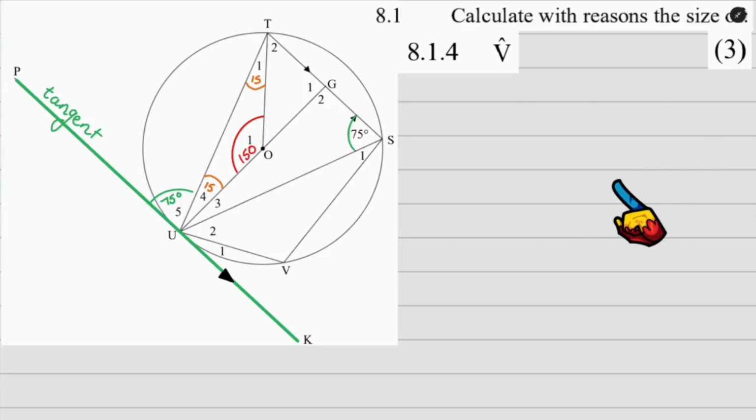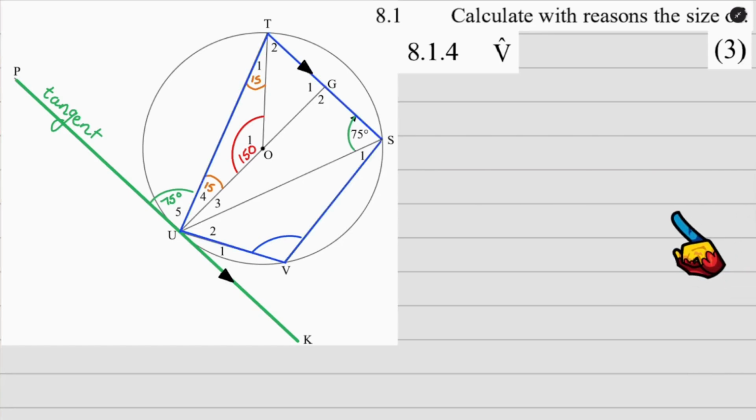In 8.1.4, we've been asked to get the angle V. The angle V is down here, and V is in quite an abstract place in the circle. What I am noticing is V is an interior angle of a cyclic quad. So it's the cyclic quad TUVS. Let me highlight it so you can see it better. Yeah, it's much better. So our cyclic quad is over here.